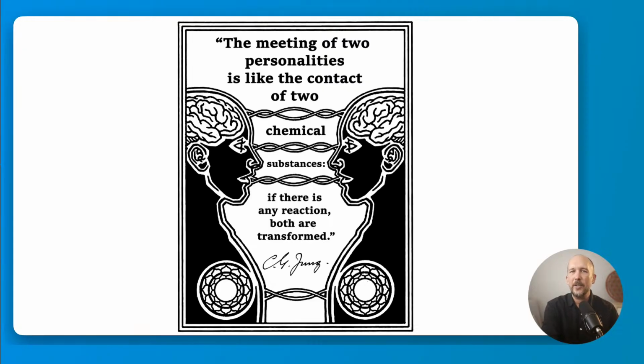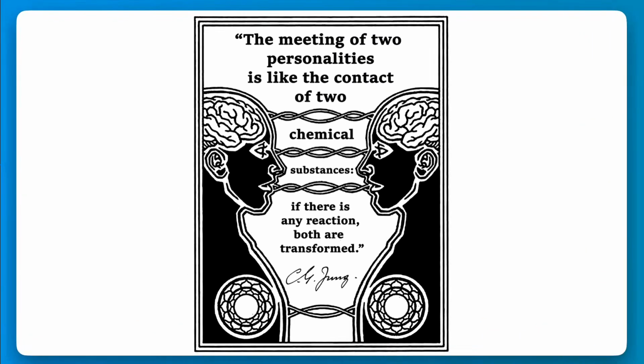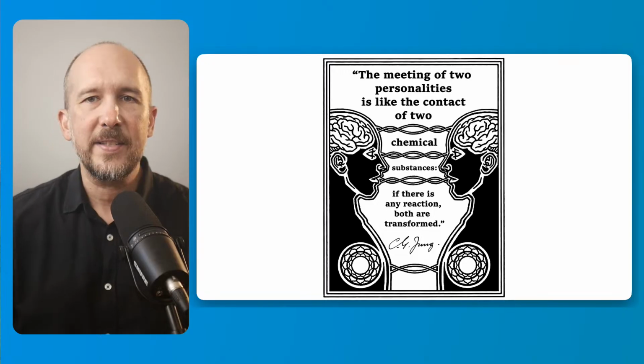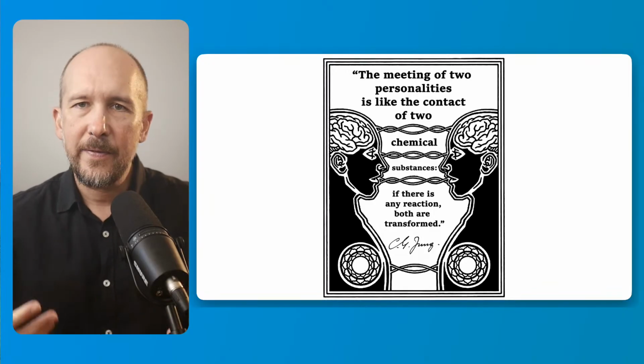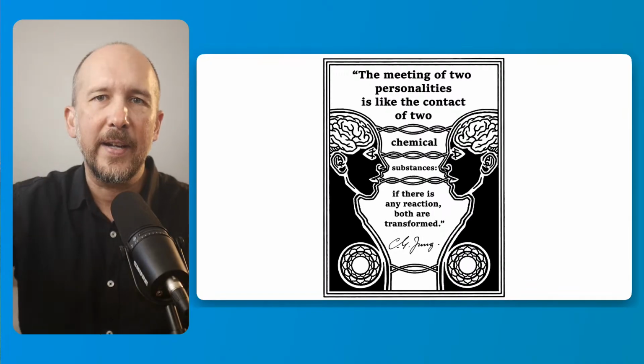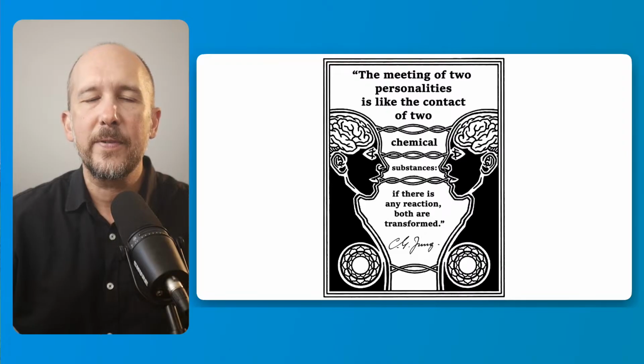I often think about the old Buddhist metaphor of a man never treads in the same river twice, because that's not the same river and he's not the same man. The meeting of two personalities is like the contact of two chemical substances. If there is any reaction, both are transformed. After difficult conversations, after we speak to someone, after we listen to them and give them a chance to debrief or have their say, they're different. If we were to measure the different sections of the brain that are active when they're doing different things, there would be differences going on.